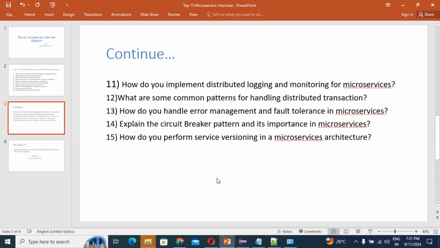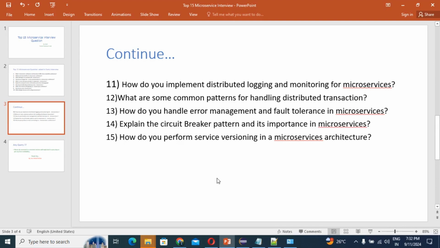Okay, next question. How do we handle error management and fault tolerance in microservices? This is also an important question which is mostly asked in interviews. Error management and fault tolerance can be handled by using retries. Retry means automatically retrying a failed request or operation with exponential backoff. Next is the circuit breaker pattern.